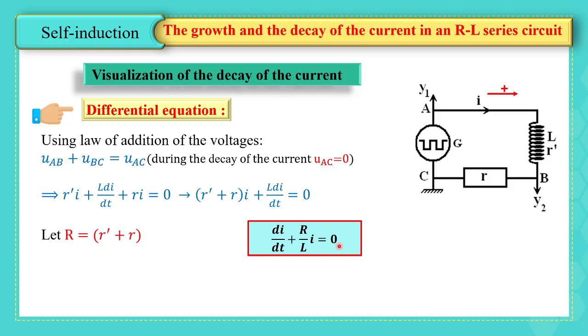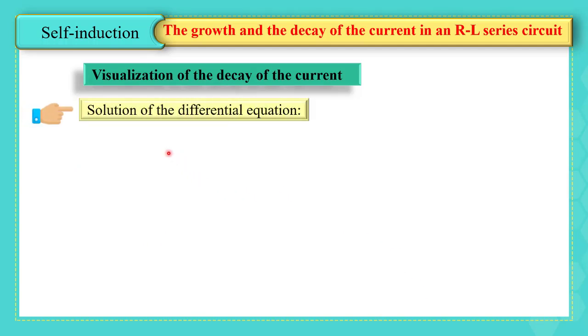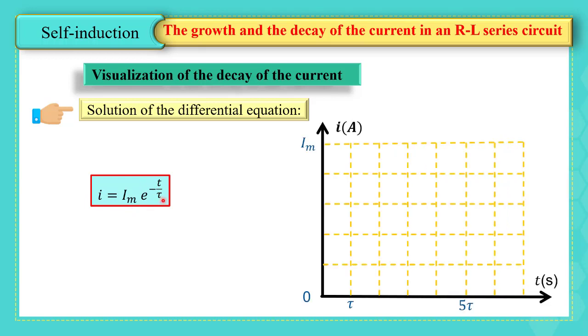And this is a first-order differential equation that governs the variation of the current during its decay under a constant voltage. Now the solution of this differential equation has the form i equals I maximum e to the power minus t over tau, where tau in this case is the time constant needed for the current to decay to 37% of its maximum value I maximum, and tau in this case also equals L over R.